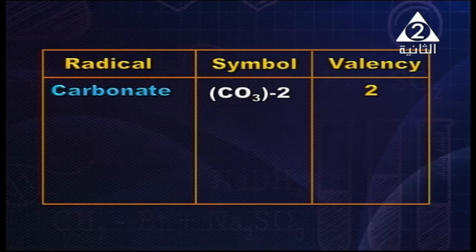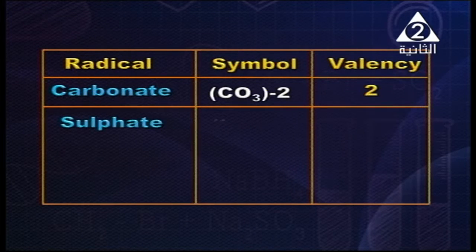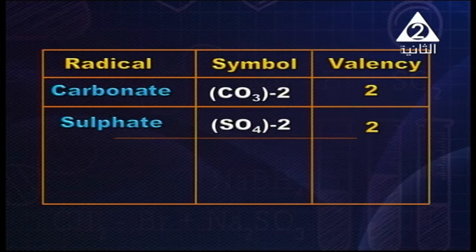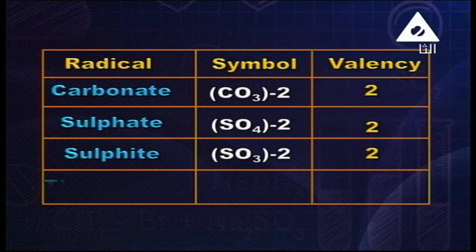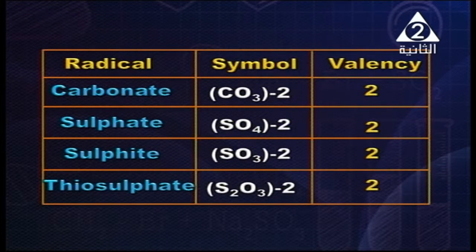Oh, a radical can be mono, can be di. You have sulfate, SO4, negative 2. What is the valency? Valency 2. Sulfite, SO3, good, negative 2, valency 2. All of this table is 2, it means divalent. Thiosulfate, S2O3, negative 2. All of these radicals, it's easy.